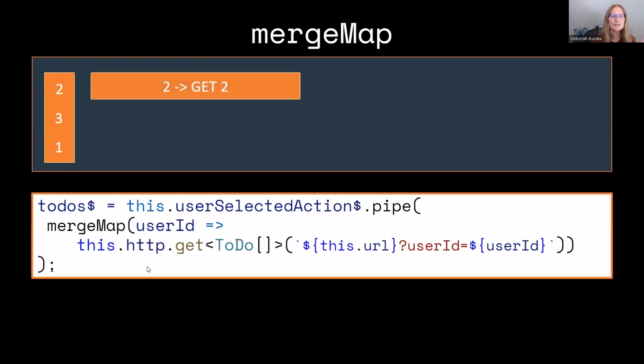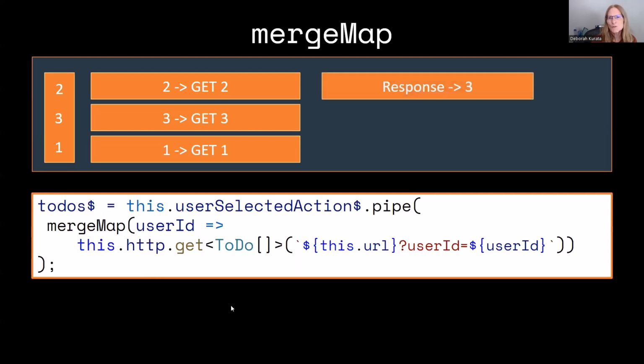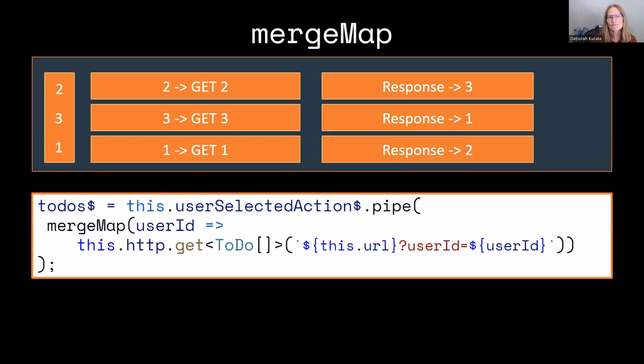So what happens is as you pick each of these, it will immediately issue the HTTP GET request. Then they finish when they finish. So the third one has the smallest amount of data, so that one finishes first. Then the first one finishes because that has the next smaller number of tasks. Then finally, our second one finishes.